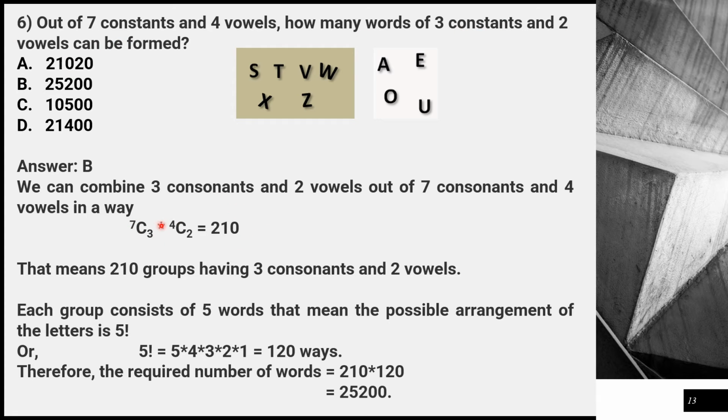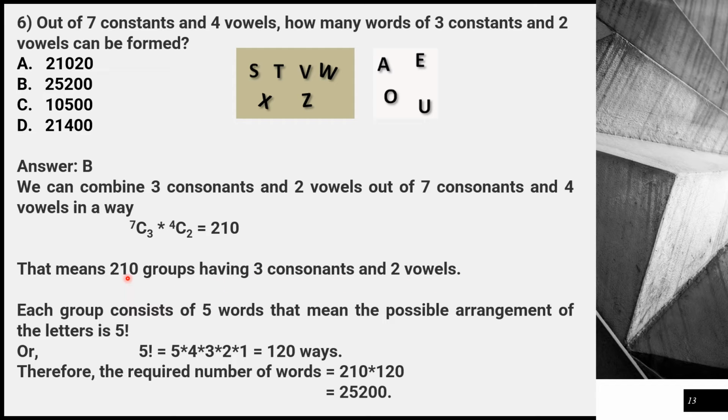So obviously it is a multiplication, right? Both should be present in a word simultaneously. So 7 is the total number of consonants, 3 is selecting out of 7, and 4 is the total number of vowels, 2 is selecting out of 4. So this gives 210. So that means 210 groups having 3 consonants and 2 vowels.